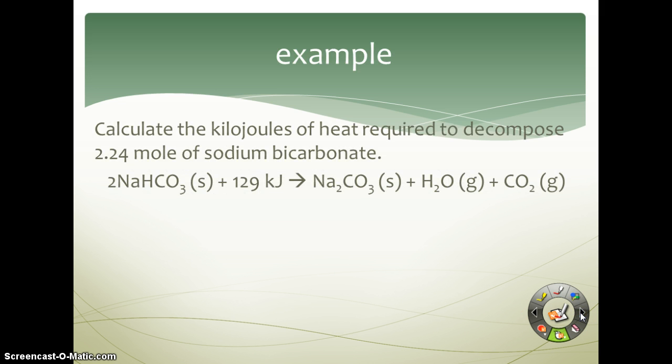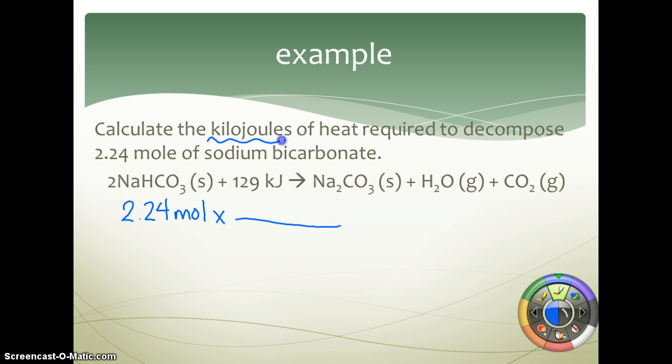So if we're going to calculate the kilojoules of heat required to decompose 2.24 moles of sodium bicarbonate, you're going to start with the 2.24 moles of sodium bicarbonate. They want kilojoules of heat, so we're going to put heat in the numerator. And you need 129 kilojoules of heat for every 2 moles of sodium bicarbonate. And we don't have 2 moles, we have 2.24 here. So the amount of heat required for 2.24 is going to be 2.24 times 129 divided by 2.